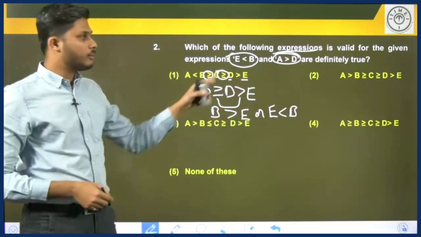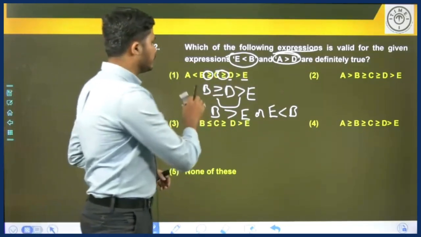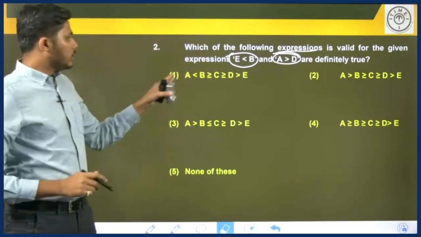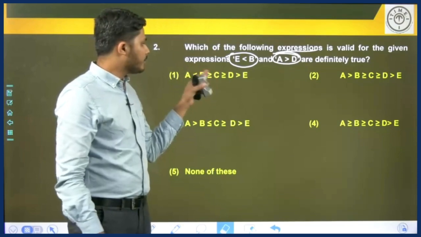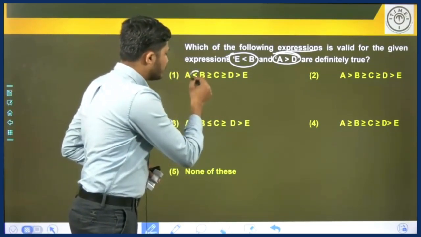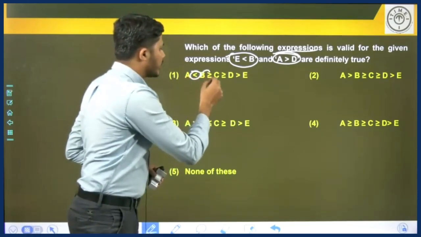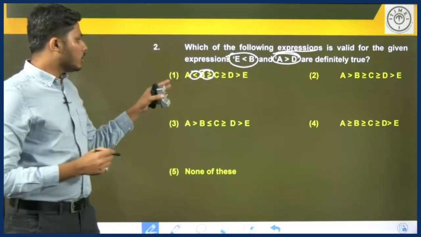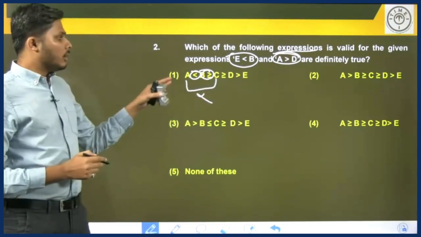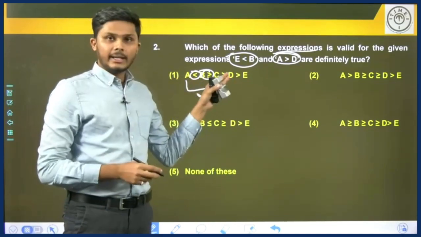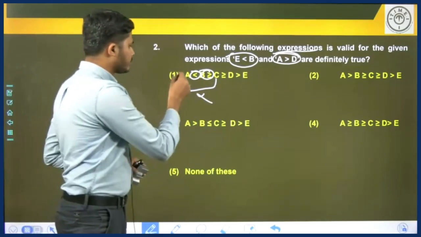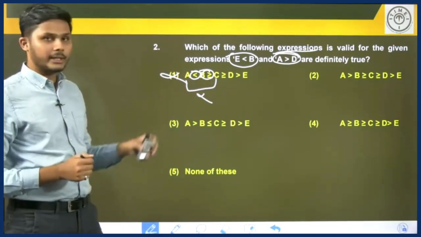Now let's check the second condition, which is A greater than D. Here first let's find the relation between A and C, then the relation between A and D. Here the symbols are less than and greater than or equal to, which are opposite. So the relation between A and C cannot be determined, which means the relation between A and D also cannot be determined. So option 1 does not follow the given conditions.